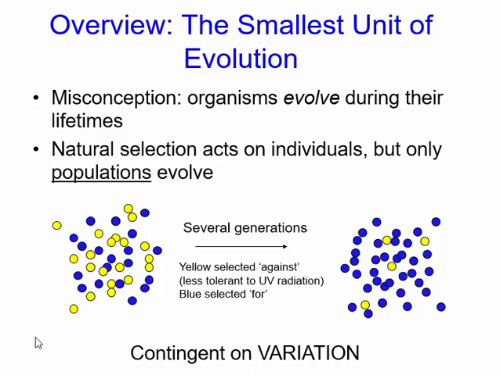All of this change is contingent on variation. Let's say this whole population was just these yellow-colored organisms, and they're selected against. If strongly enough, that might mean they're wiped out. You need variation to be there for natural selection to work on.